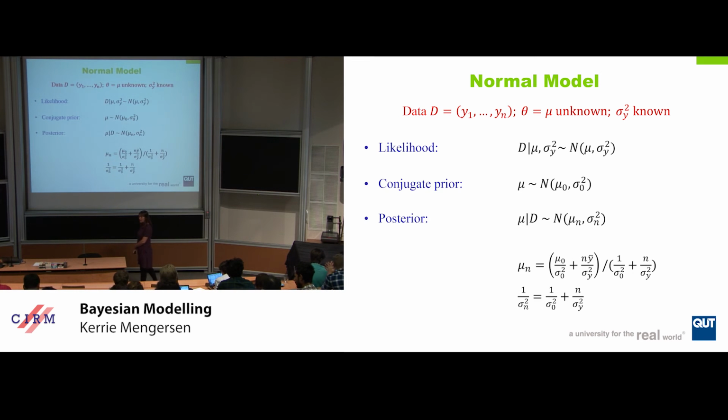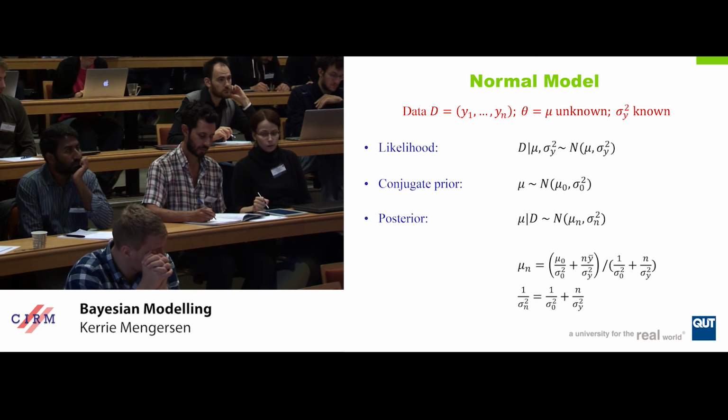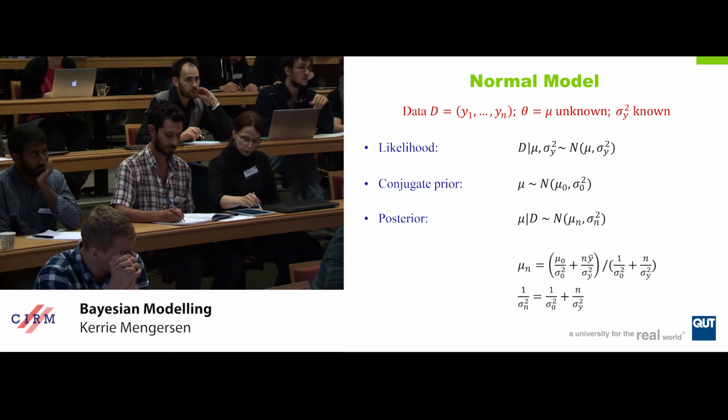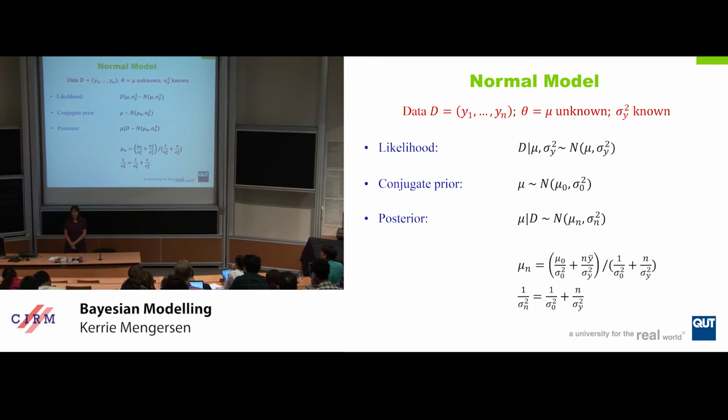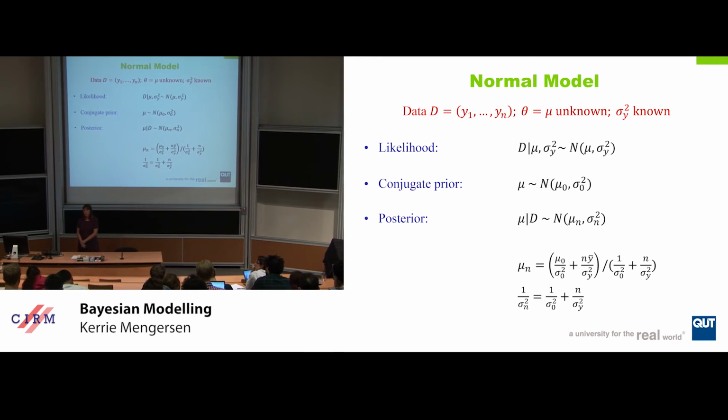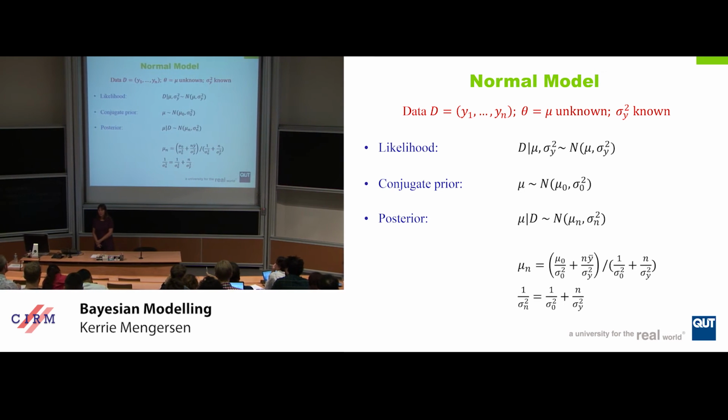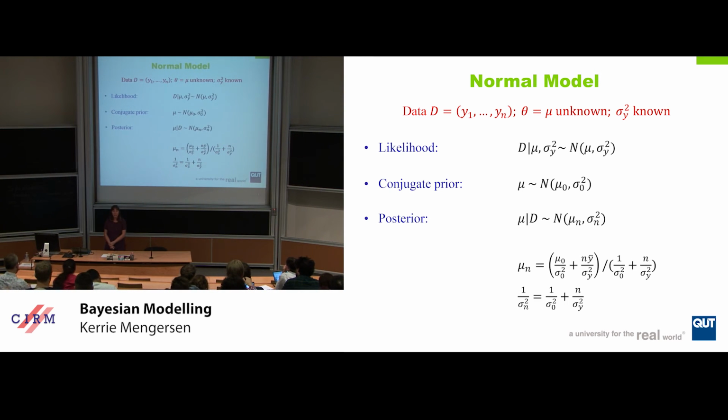So you should have Y at the bottom. Y is going to be influenced by mu and sigma squared. The mu is going to be influenced by mu naught and sigma naught squared, and there's an N floating around in there somewhere. Yeah?